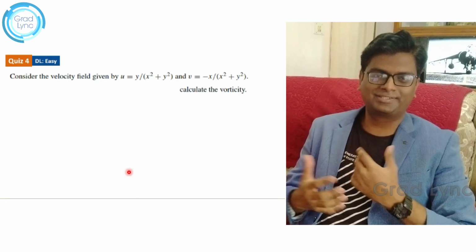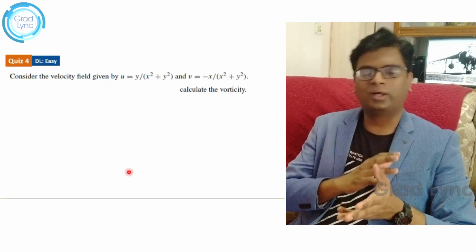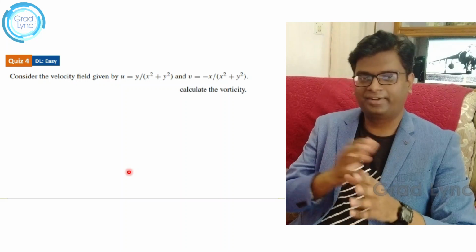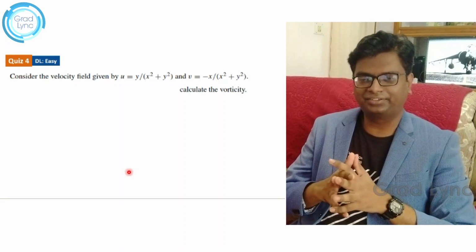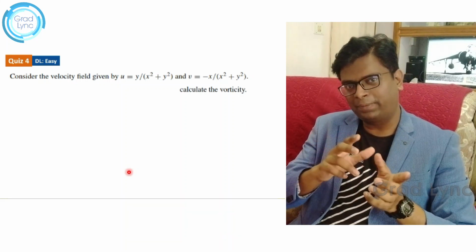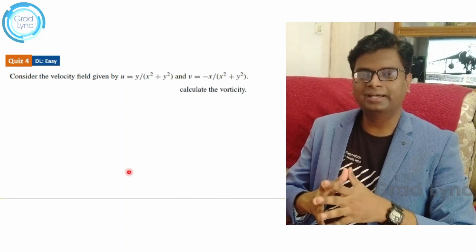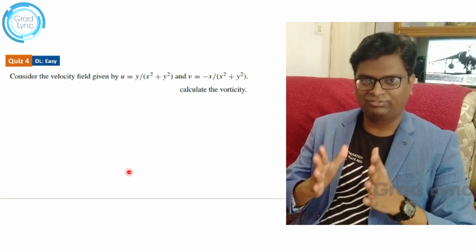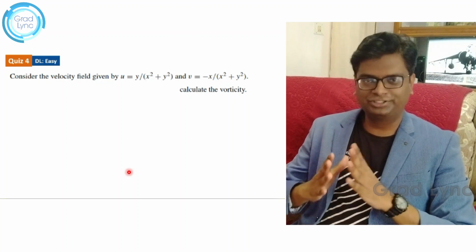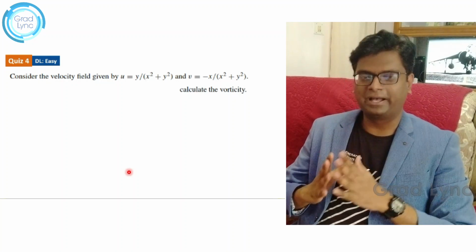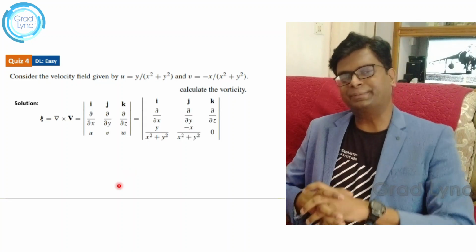First of all, try to understand what is asked. Recall all the equations that we have derived in the previous discussion and try to apply those equations to this particular velocity field and try to get the value of vorticity. Take your time, pause this video and come back. I hope you got the answer.